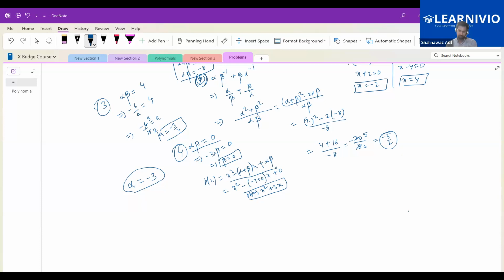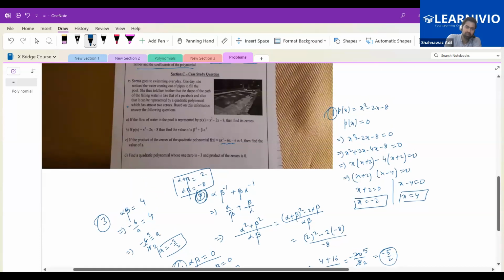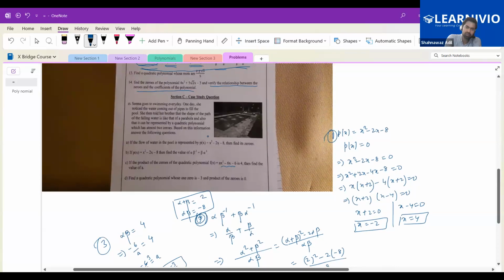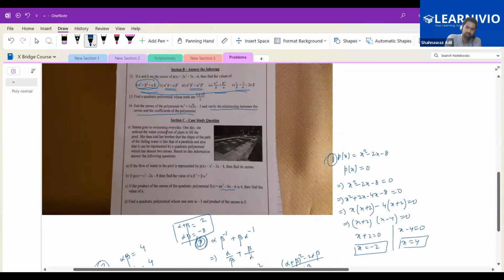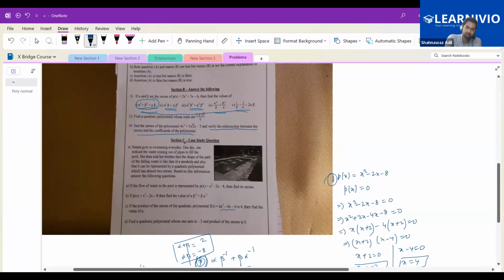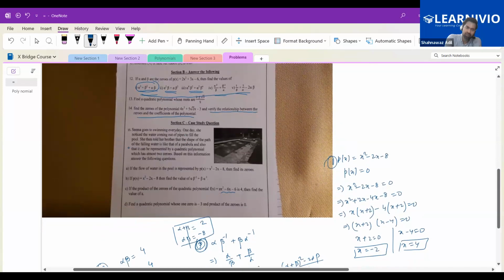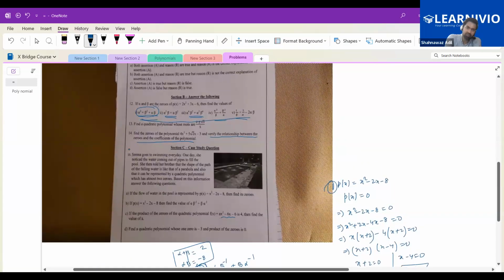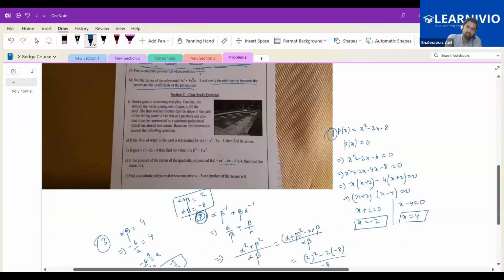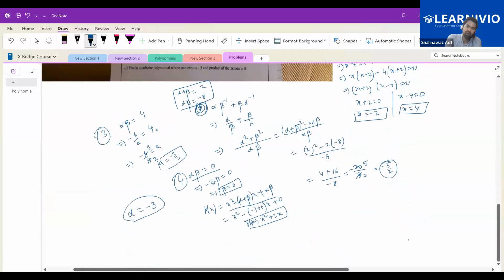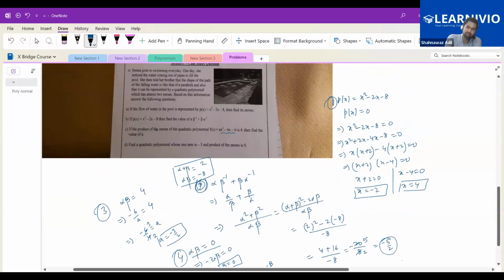Sir, there is no last question. Last question, you have only 15 questions, right? No, but this is not from this worksheet. Yes, that question is not from the worksheet. There is some other question which is not from this worksheet. Oh, yeah. So please tell me about that question.